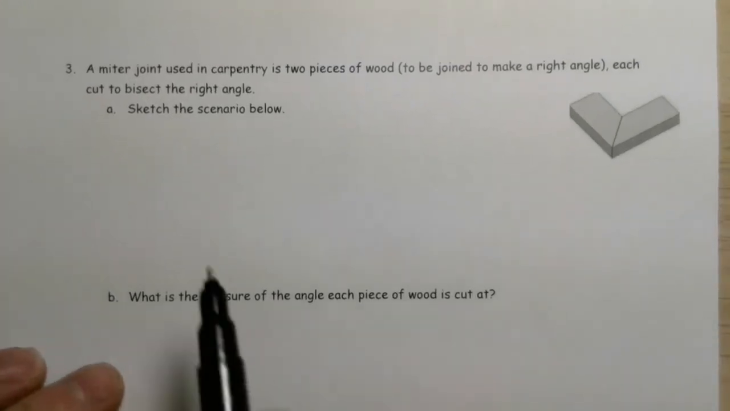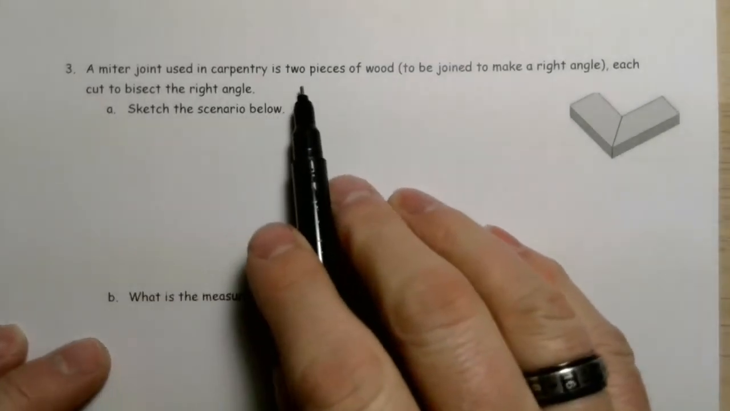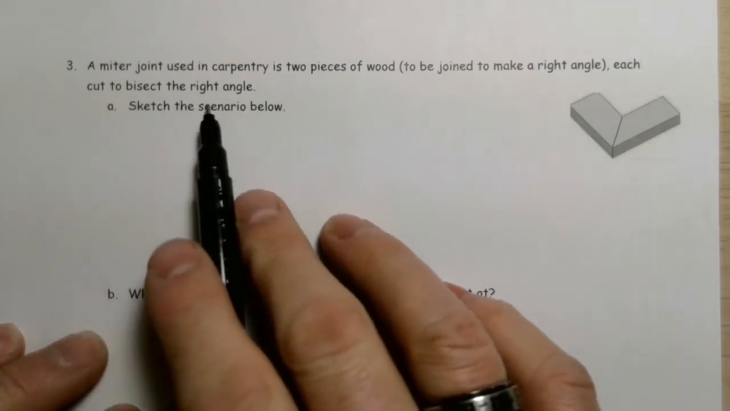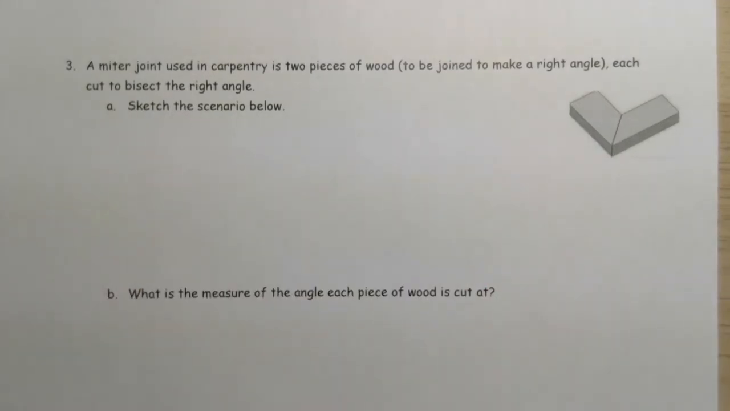Okay, here we go. A miter joint used in carpentry is two pieces of wood to be joined to make a right angle, each cut to bisect the right angle. Now remember what that means. Bisect means we're cutting it in half. Okay, exactly in half, that right angle. So the right angle is 90 degrees.